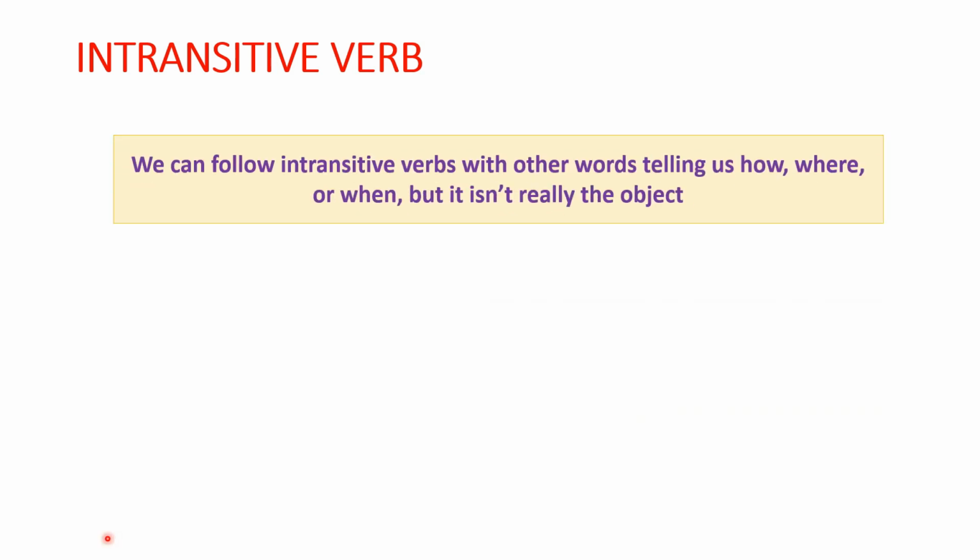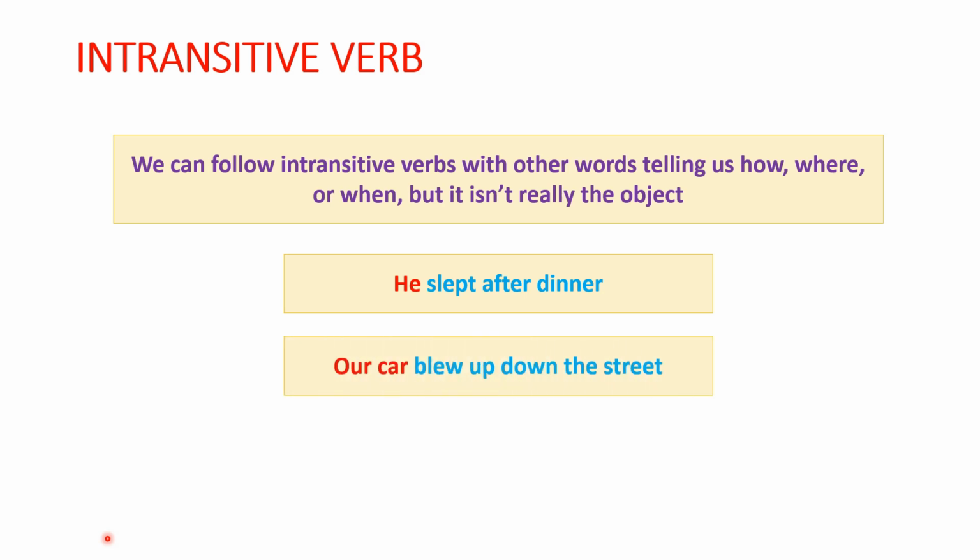Again, we can follow this intransitive verb with other words and they are not the object. They tell us things like how, where or when, but they are not really an object. Let's see an example. He slept after dinner. We could end the sentence with he slept. After dinner is not an object because dinner is not receiving the action, which is sleeping. So after dinner is just telling us when he slept. So this is an example of intransitive sentence. And one more example is our car blew up down the street.